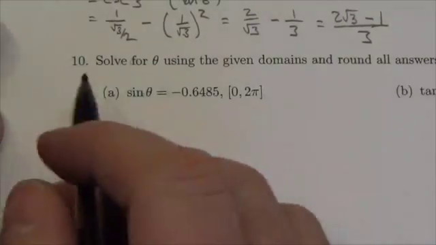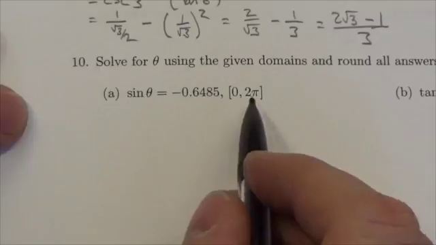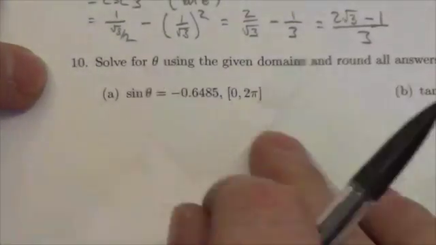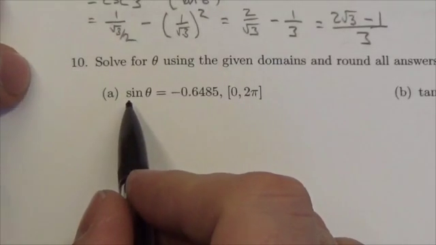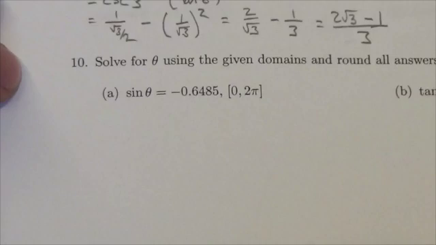Hi everybody. So this question right here is just asking us to solve this equation in the given domain, and then we're going to give our answer to the nearest hundredth. Okay. So this is how you walk this one through. First of all, we take a quick look at this. Sine of theta is equal to negative some ratio.